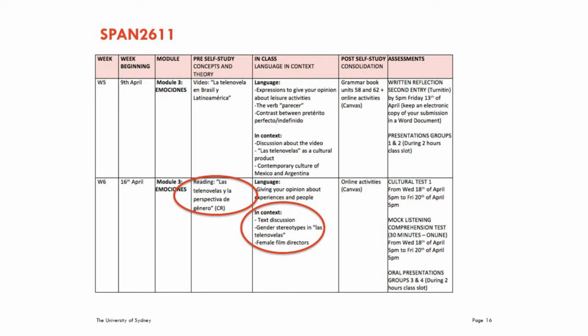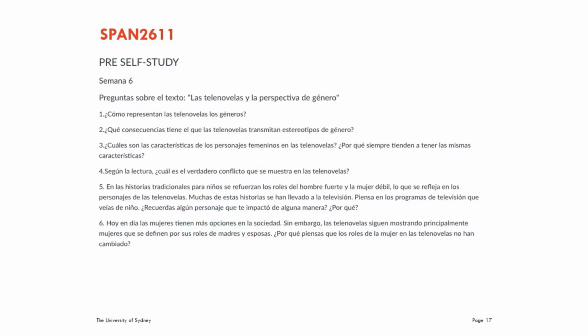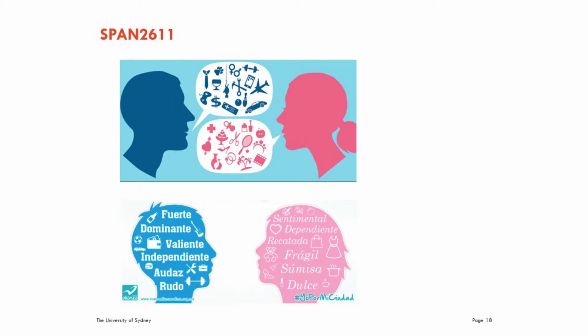And I'm going to show you some very particular examples now. For example, for SPAN 2611, in week 6, the topic for the text was gender stereotypes in telenovelas. So they have to read a text about that. This was the pre-self-study reading guide, the questions that they have to prepare before class. Before moving on to all these questions, I show them this picture. And I say, okay, just work in groups, what does this image evoke? What ideas do you think we can mention? And also in connection with the reading.